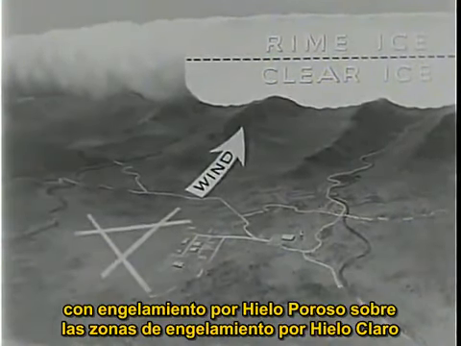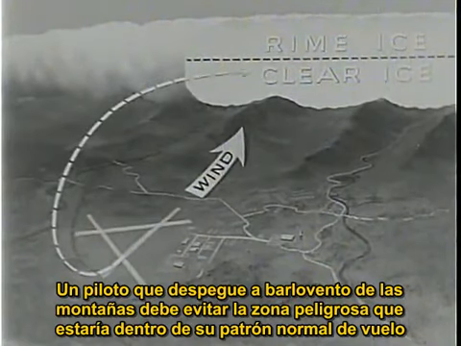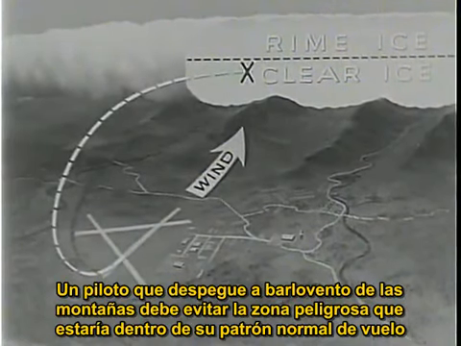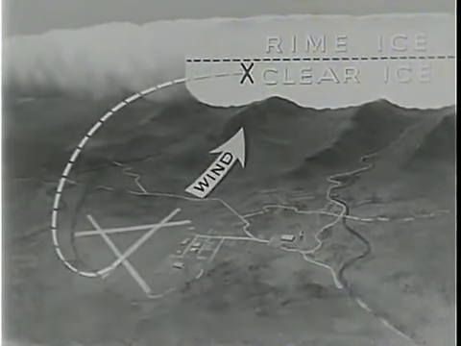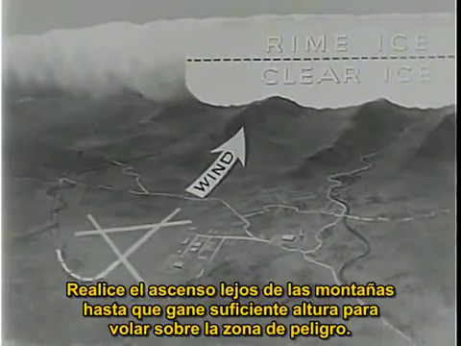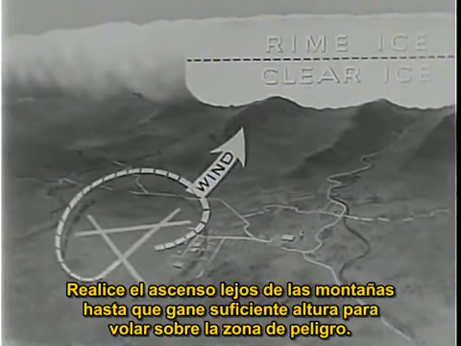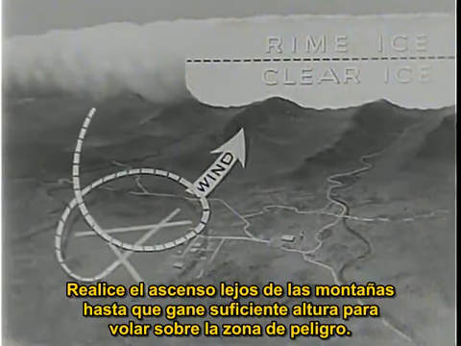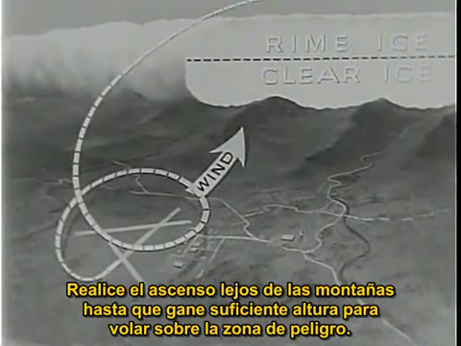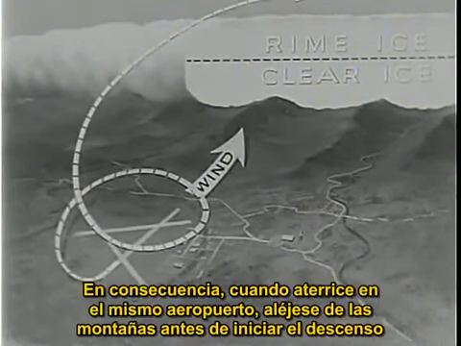A pilot taking off on the windward side of a mountain must avoid the danger zone which lies across his normal flight path. Conduct your ascent away from the mountains until sufficient altitude is gained to fly over the danger zone. Accordingly, when landing at the same airport, fly well to windward of the mountain before descending.